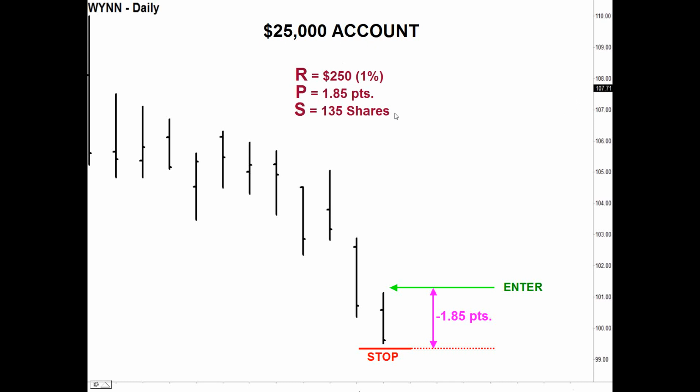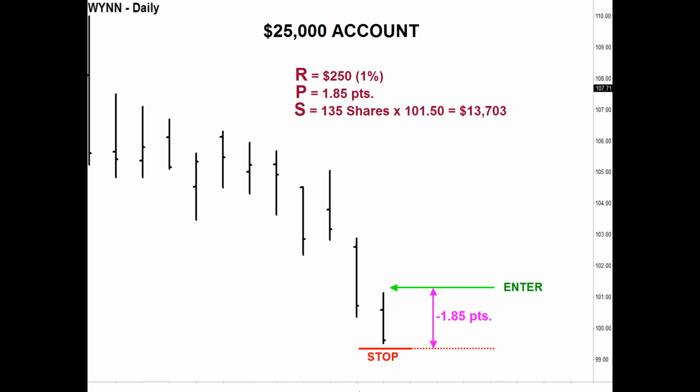Now, if we purchased 135 shares at 101.5, that would cost us close to $14,000. And do we have that amount of money? Sure we do. We have 25,000. So we could purchase 101 shares, or let's just say 100 shares. Now someone could say, well, Steve, I'm only using 13,000, so why don't I buy 150? Why don't I buy 200?